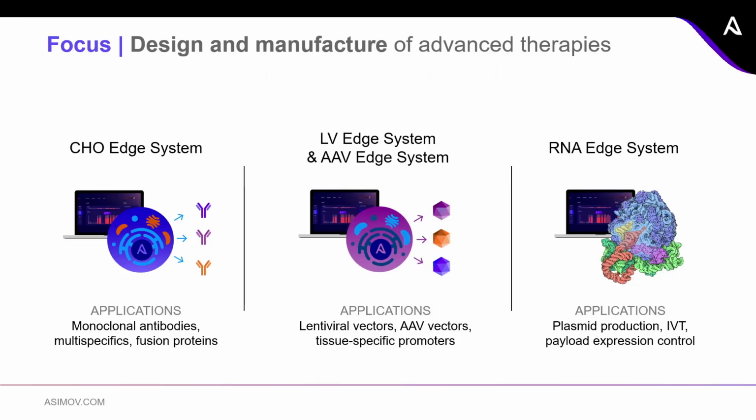I'm going to talk mostly about the CHO Edge platform, but we're optimizing and establishing for both lentiviral vectors as well as AAV vectors so that we can optimize those as well. And then also moving that towards the RNA Edge system, where we're actually trying to optimize the plasmid production, IVT, and payload expression control.